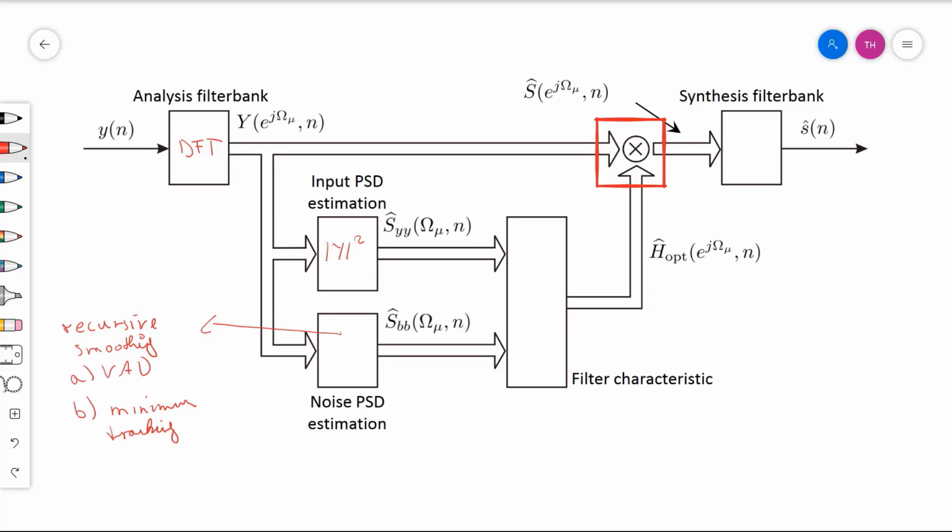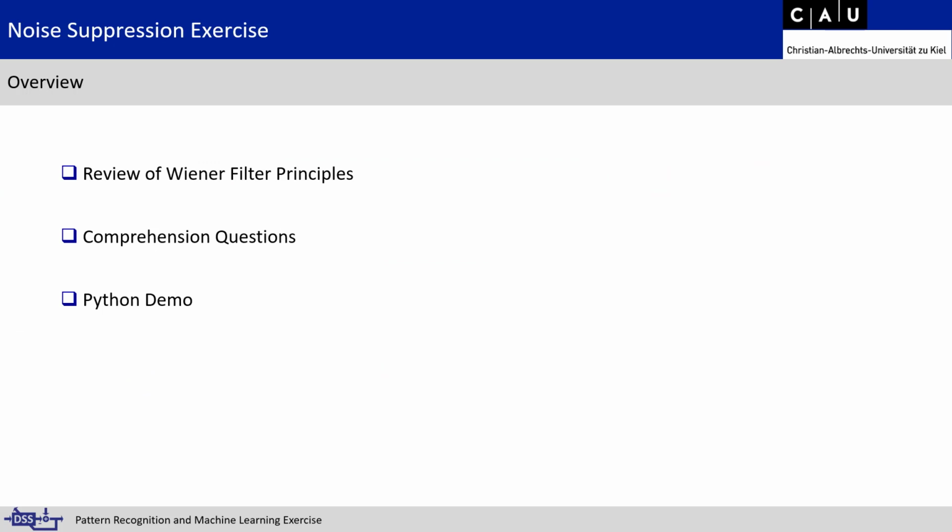Then we still need to take this back to the time domain, so we need to apply our synthesis filter bank. Since we used a DFT in the analysis filter bank, we use an IDFT here, which should operate, for example, in overlap add mode. And there we have the estimate of our desired signal in the time domain. This was the review of the Wiener filter basics. Now I will go into the comprehension question section.